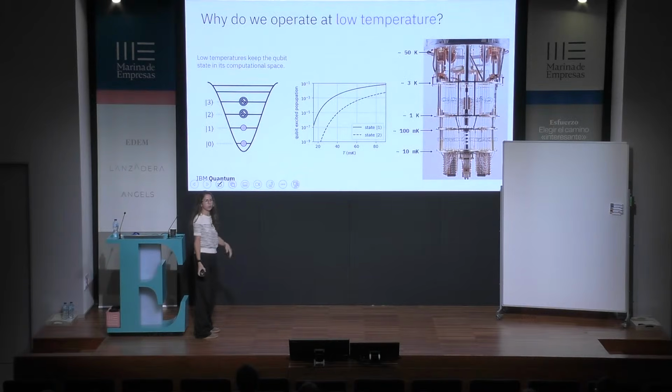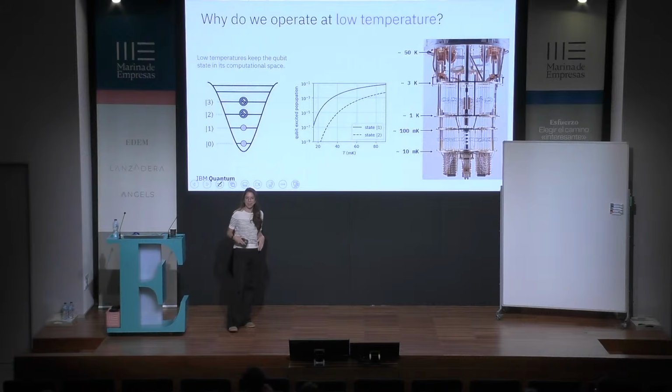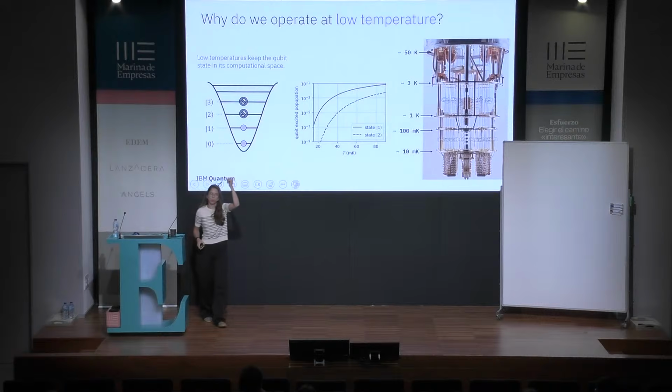Now, just to go back to the comment that I made at the beginning about why we need such tiny temperatures to operate this. This space between 0 and 1 is the computational space, as we were saying, and we want the qubit to always live there. We don't want it to live in any other higher states. We don't want it to be excited.